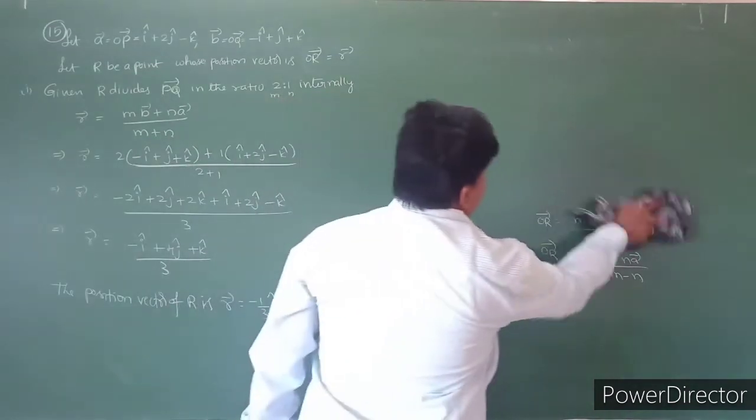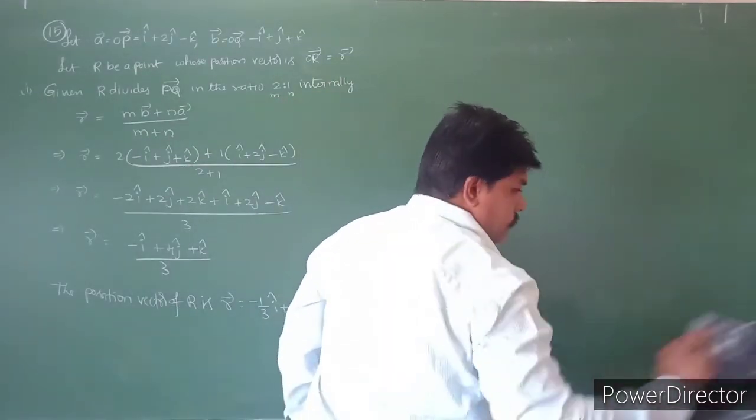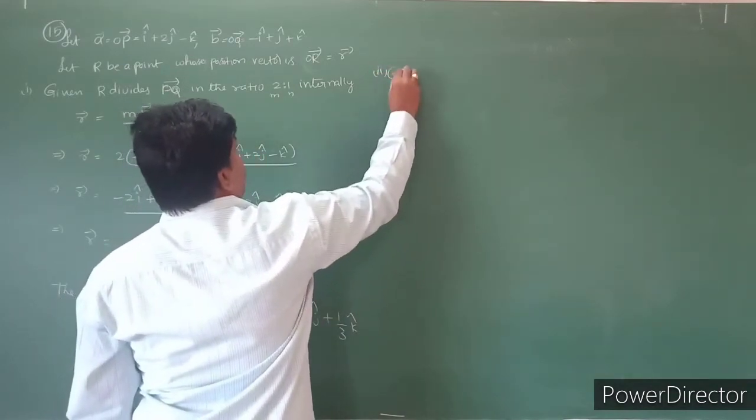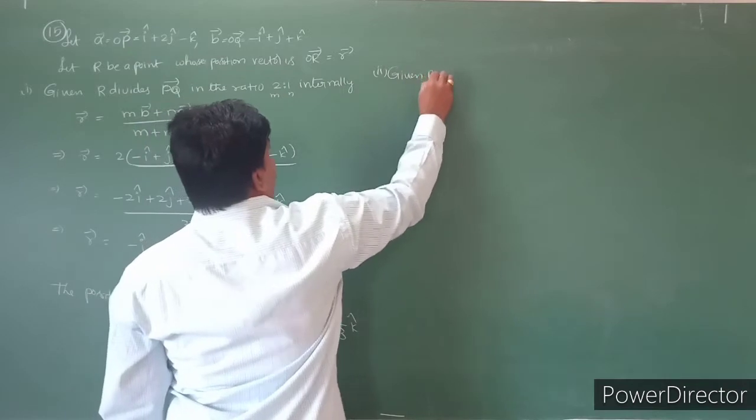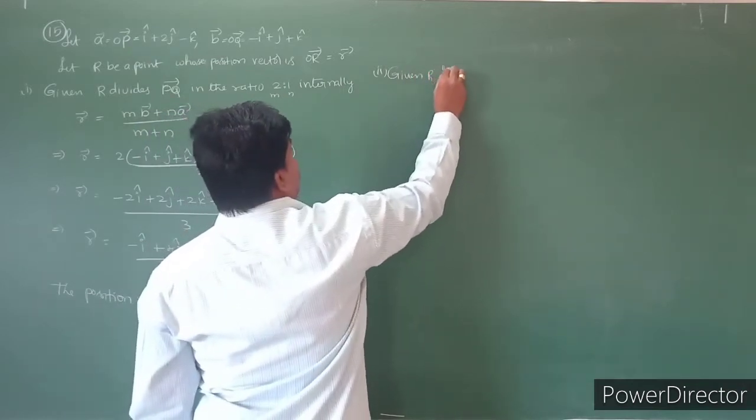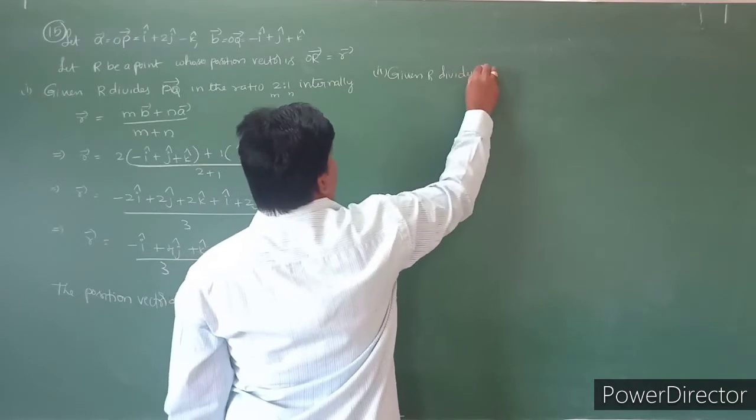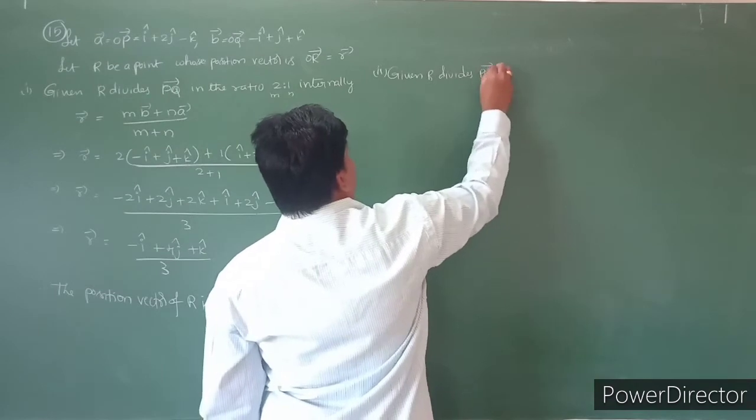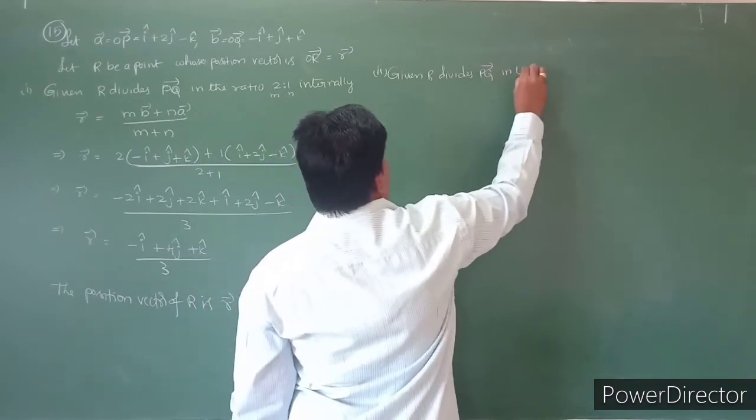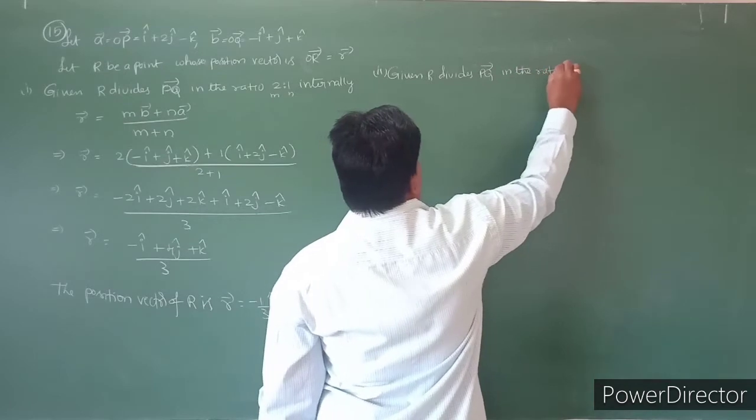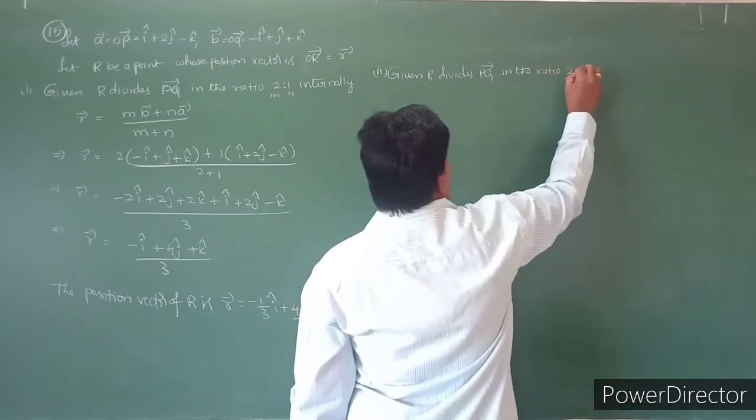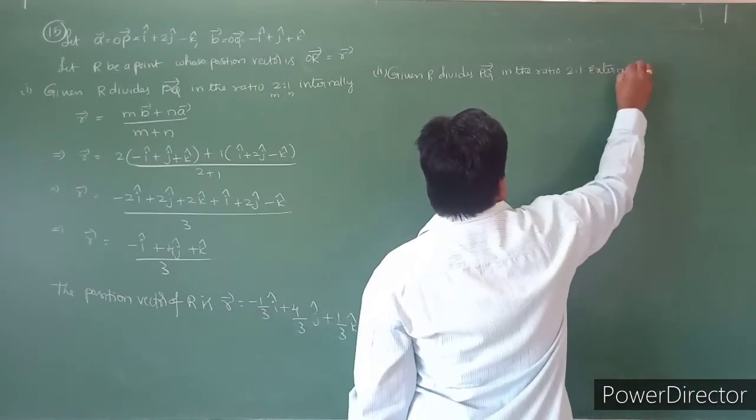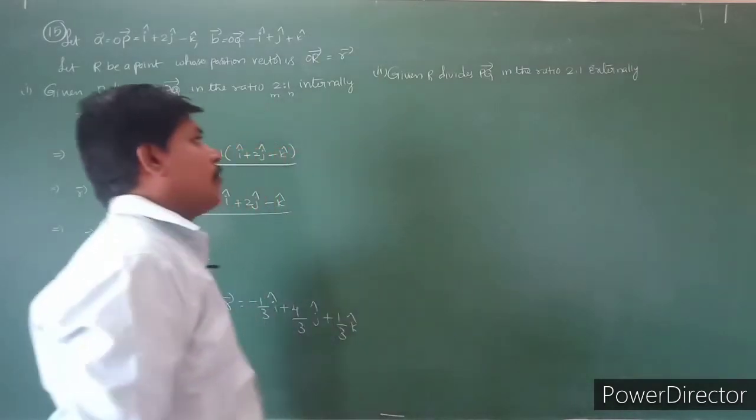Similarly, what is the second case that we will calculate? The second case is, given R divides PQ bar in the ratio 2:1 externally. So what happens?